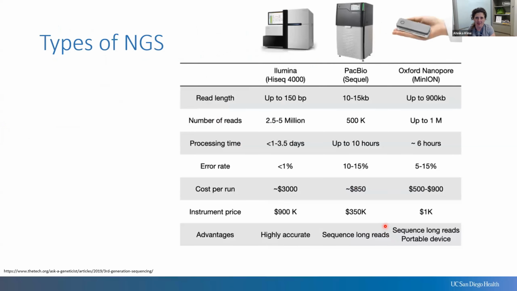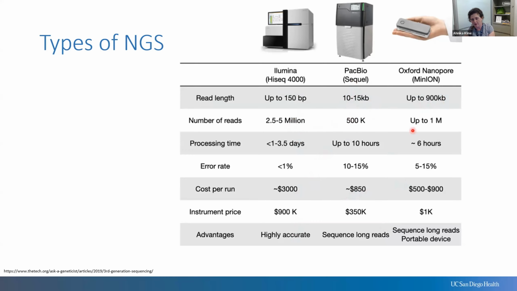Many people in the audience are probably aware of the types of next generation sequencing that are commonly used. There are three worth highlighting because we had to select what type of sequencing we wanted to use for this assay. The big contenders were Illumina sequencing, PacBio, and Oxford Nanopore. They have different pros and cons. Some can do longer reads than others. PacBio and Oxford Nanopore are able to do longer reads than Illumina sequencing.